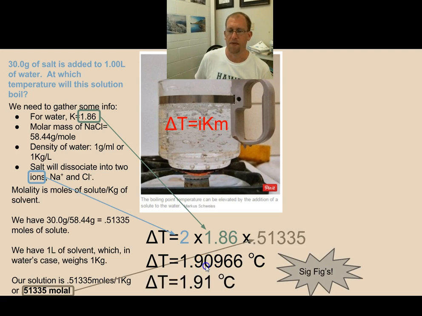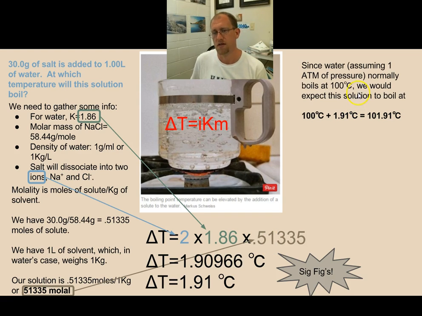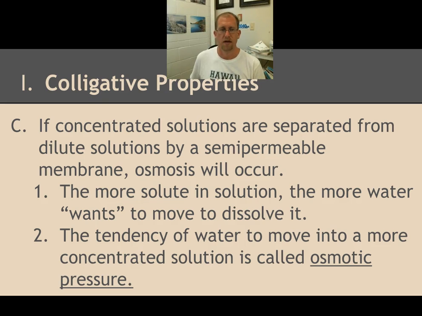So I need to first assume that we're at 1 atmosphere of pressure. We are here in Hawaii. People back in Flagstaff where I used to live, this would be a little different. But 1 atmosphere of air pressure normally boils at 100 degrees Celsius. We would expect the solution then to boil at 100 degrees Celsius plus my elevation gives me 101.91 degrees Celsius. Okay, so that is the way that this works.